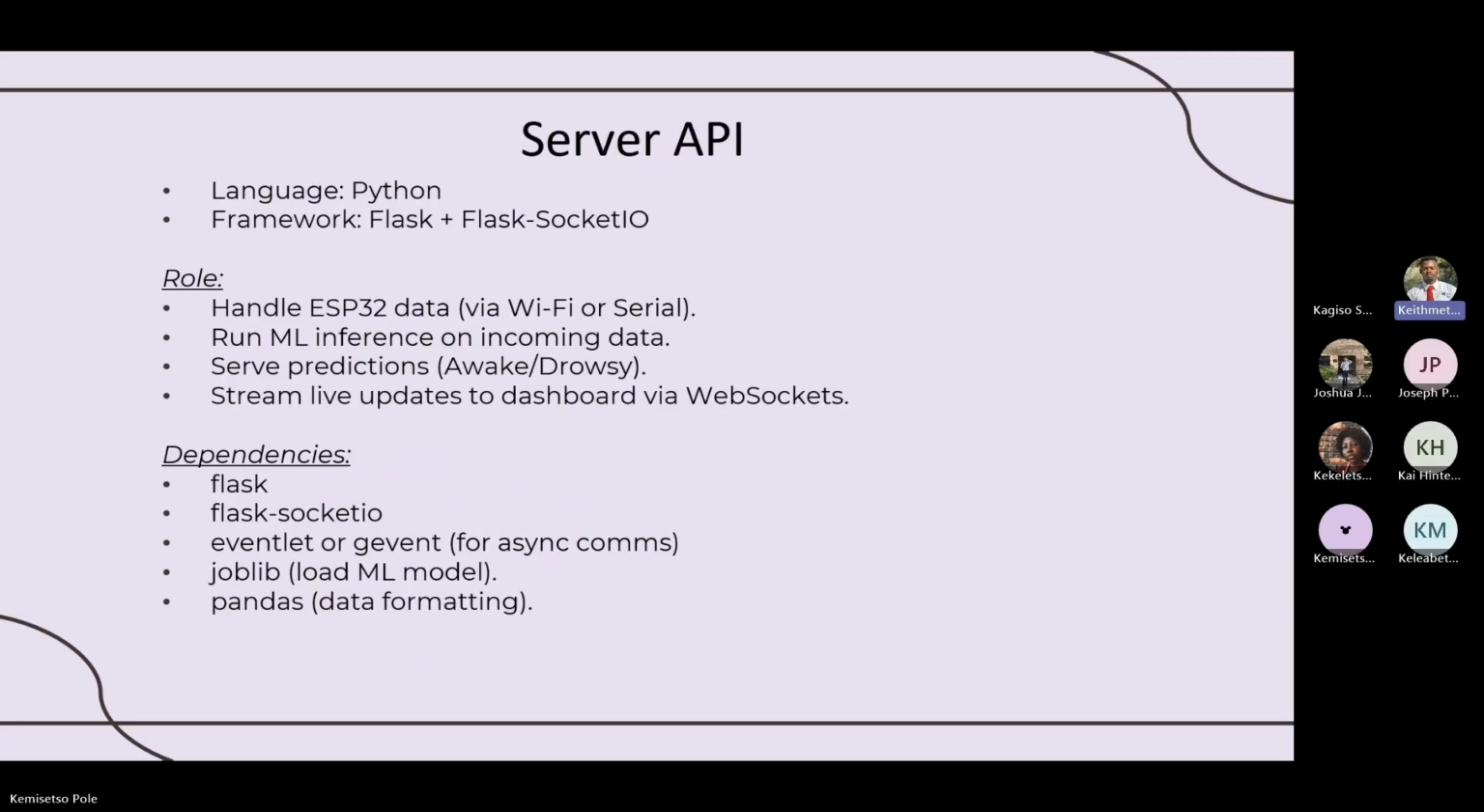And moving on, the Server API, which we developed using the Python language. And we also use the frameworks Flask and Flask-SocketIO. So basically, the server API handles ESP32 data via Wi-Fi, and it runs machine learning inference on incoming data. And it also serves predictions, and it streams live updates to the dashboard via WebSockets. The dependencies that we used for this API are Flask-SocketIO, Eventlet, joblib, and pandas.